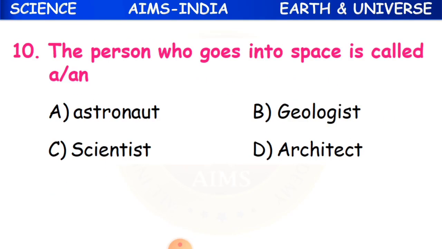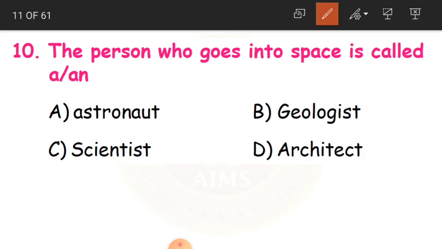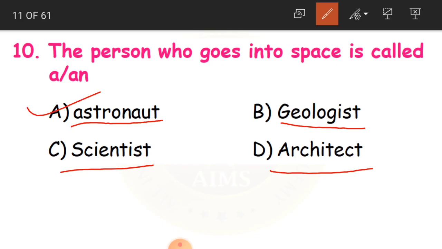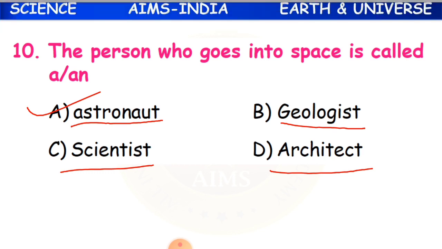Now 10th question. The person who goes into space is called. The person who goes into space, who travels into space, is called an astronaut, geologist, scientist, architect. And this is astronaut. Okay, children.